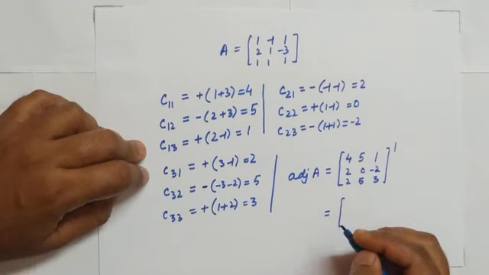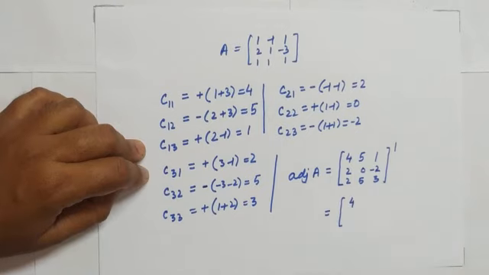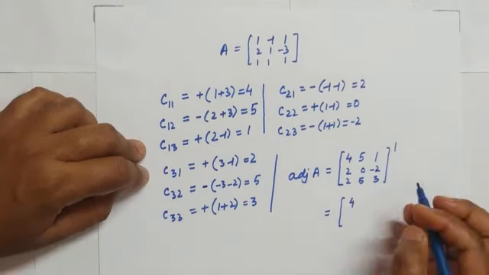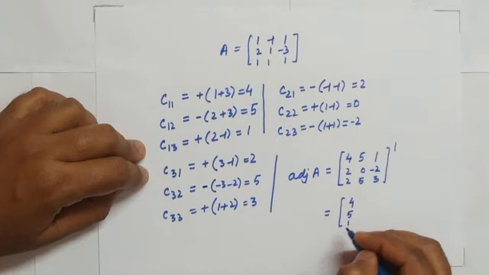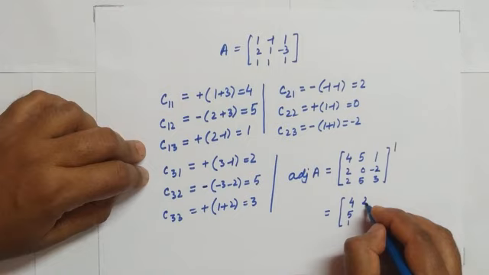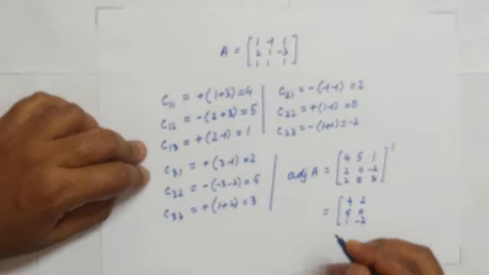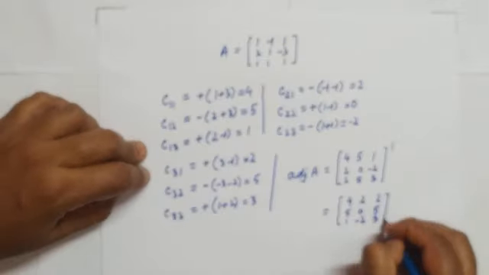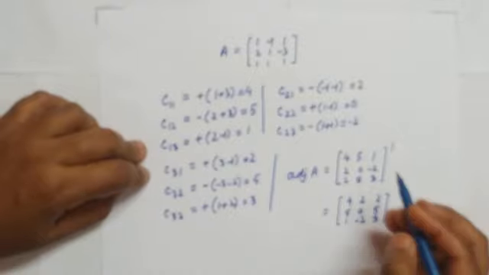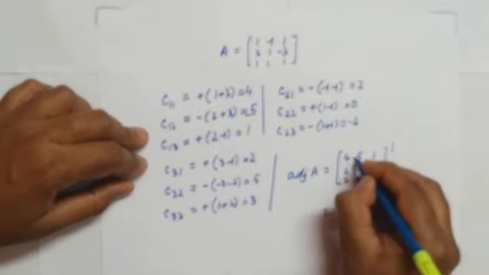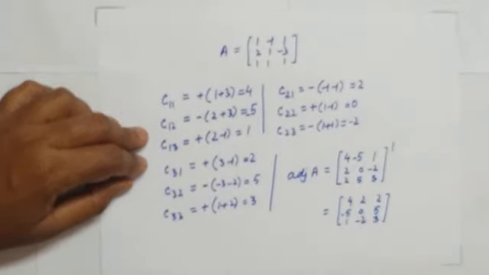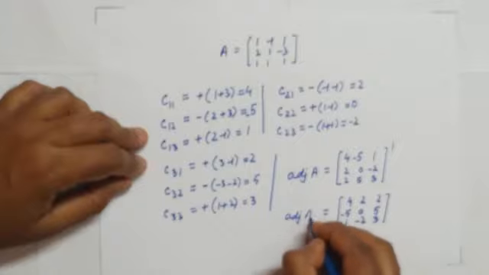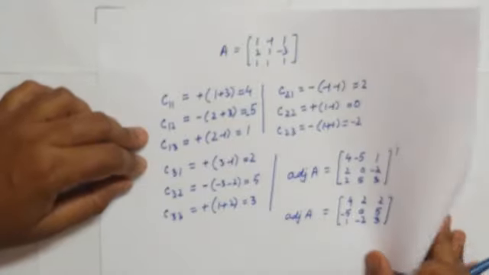This is 4 5 1, 2 0 minus 2, and 2 5 3. Now, I think there is a mistake: this is minus 5, so we will correct it. Minus 5, 4 minus 5 1, 2 0 minus 2, and 2 5 3. Now this is the adjoint of A, right?